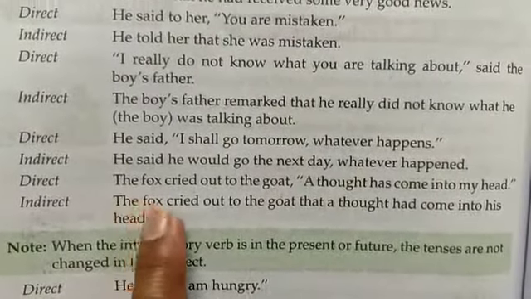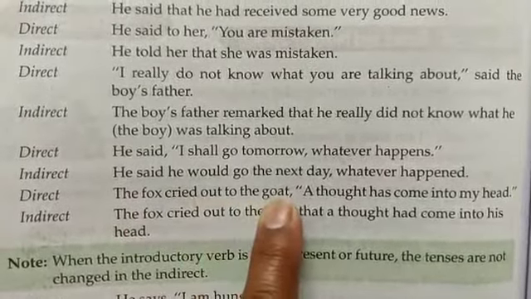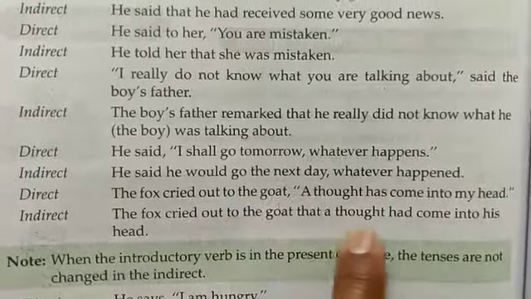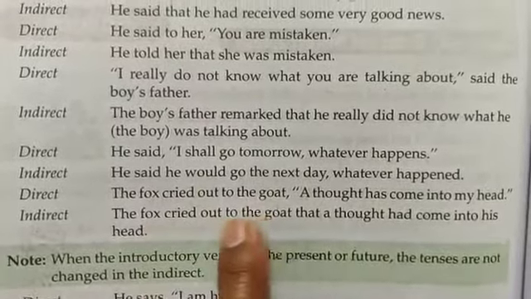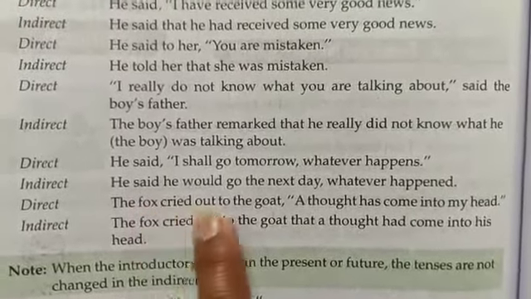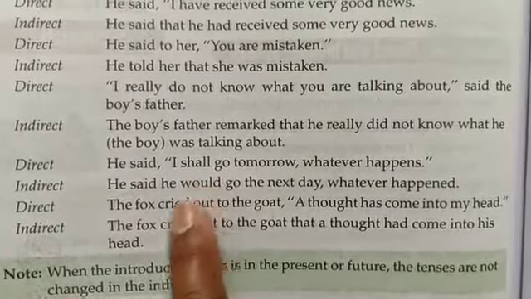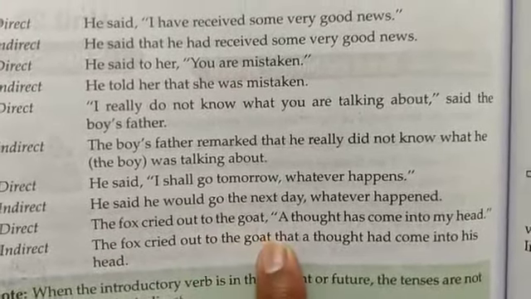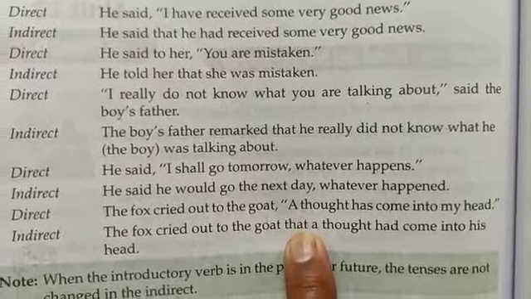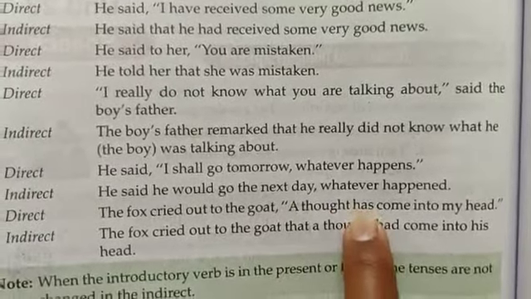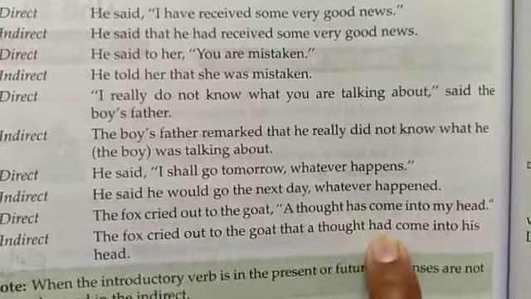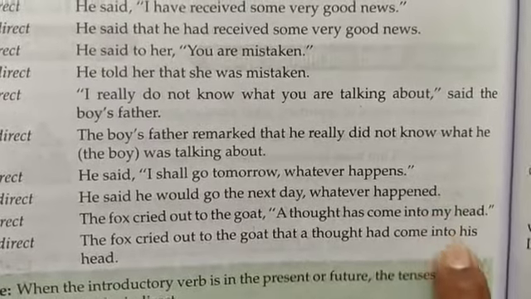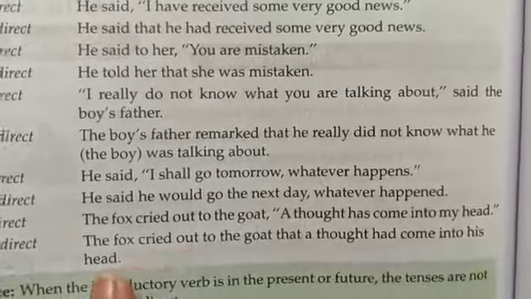Now the last one. The fox cried out to the goat, comma, a thought has come into my head. The fox cried out to the goat that a thought had come into his head. To the goat, now over here nouns are being used. There are no pronouns over here, so the nouns will remain the same. That, now which conjunction? That is being used. A thought has, now has is in the present tense, which changes to past tense. Come into my, right, has changed into third person, his head.